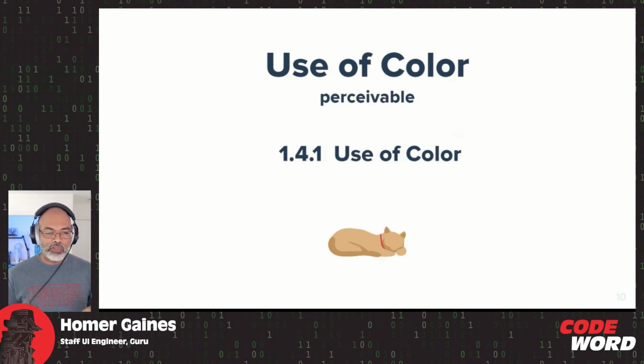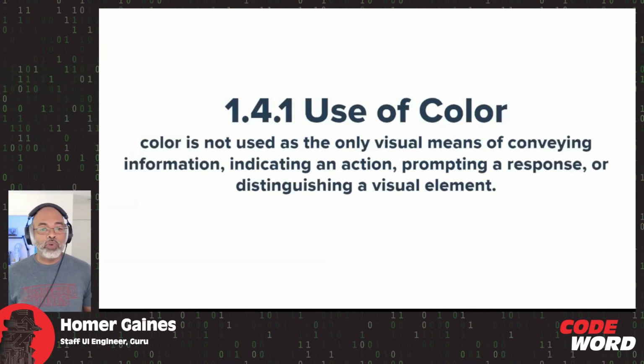Use of color is very important because people have to be able to perceive the content that you have on your website, whether it's marketing, whether it's documentation for an application that you're building, whether there are very important instructions for a user to follow when filling out a complex form or even just a simplified form. So 1.4.1 use of color states that color is not used as the only visual means of conveying information, indicating an action, prompting a response, or distinguishing a visual element.